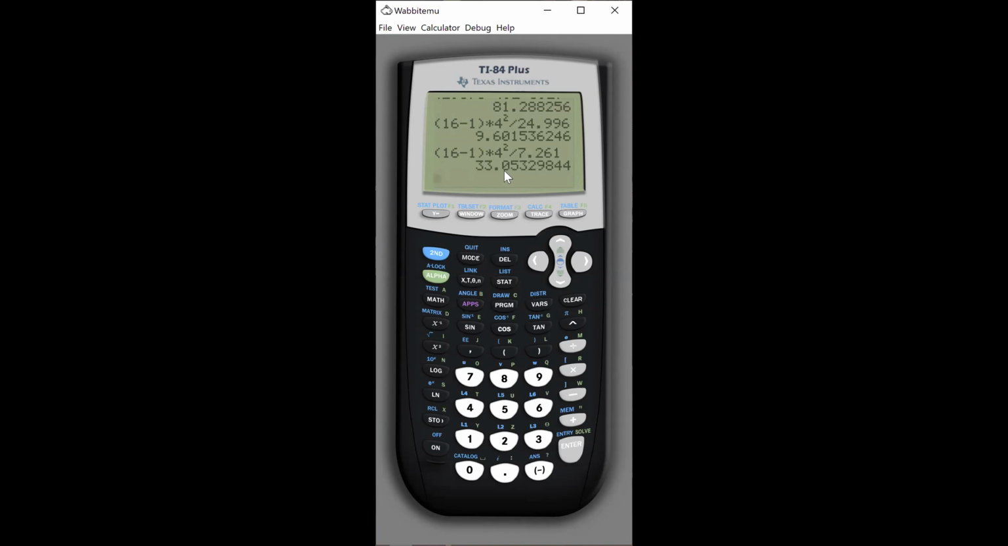So this is the variance. Correct. Do we need to square these as well to get the standard deviation? Not square, square root. Oh, square root, sorry.